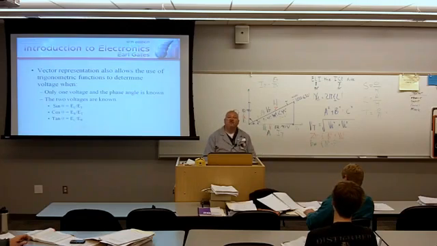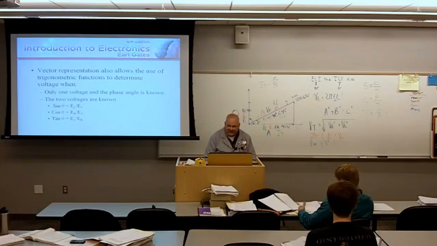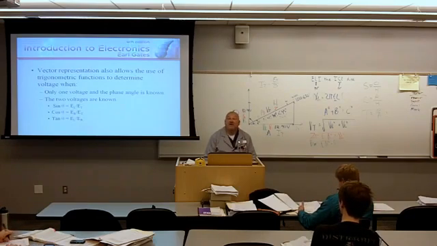If angle theta is greater than 45 degrees, it's going to show you that it's predominantly a reactive circuit. If it's less than 45 degrees, it's predominantly a resistive circuit. If it's 0 degrees, it's purely resistive. If it's 90 degrees, it's purely reactive. If it's 45 degrees, it's perfect. Half resistive, half reactive. Make sense?